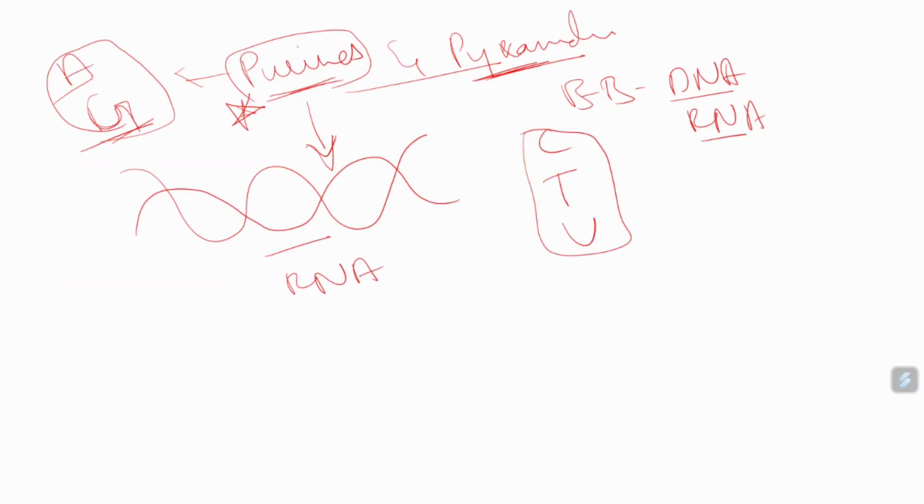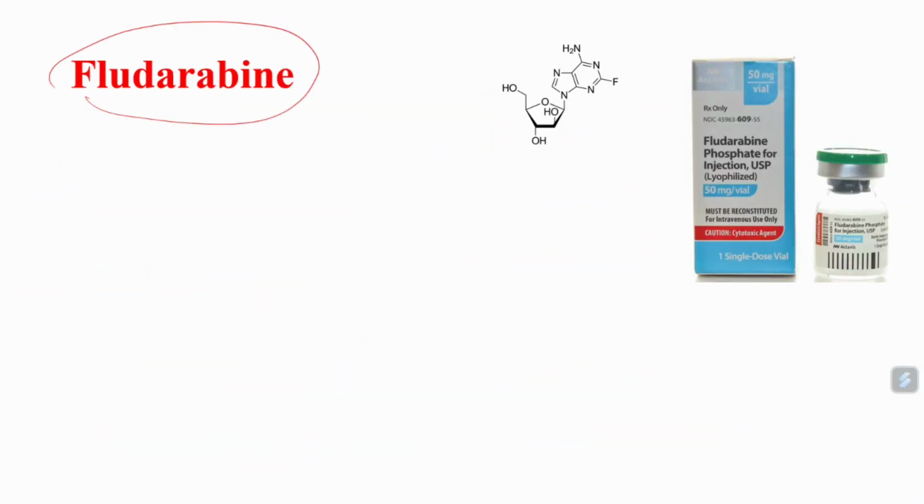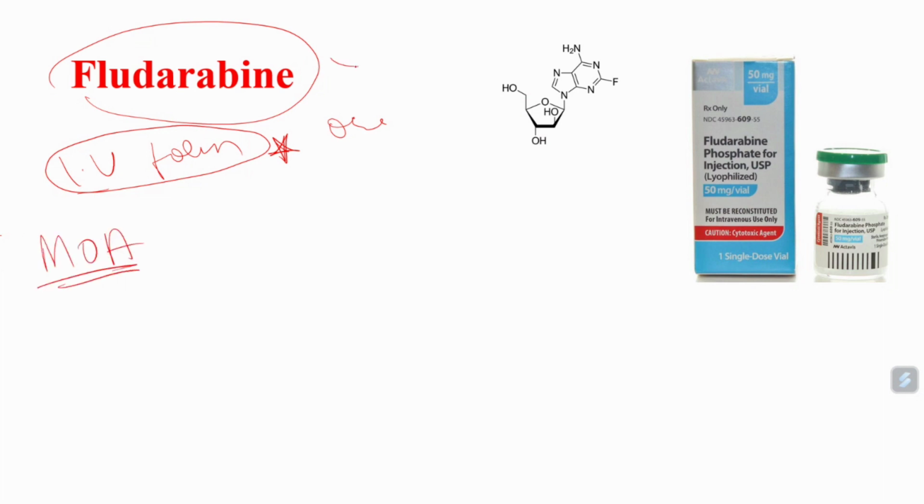Fludarabine is a very, very important drug. It is available particularly in IV form. It is also available in oral form, but mainly it is given in IV form only, mainly in the hospital. Now let me tell you about the mechanism of action of fludarabine. Fludarabine is important for our case. I will explain everything about it because fludarabine is the drug of choice in chronic lymphoid leukemia. It is the drug of choice in lymphomas, a few lymphomas, non-Hodgkin's, particularly Hodgkin's lymphoma. In Hodgkin's lymphoma, fludarabine is a very, very important drug.